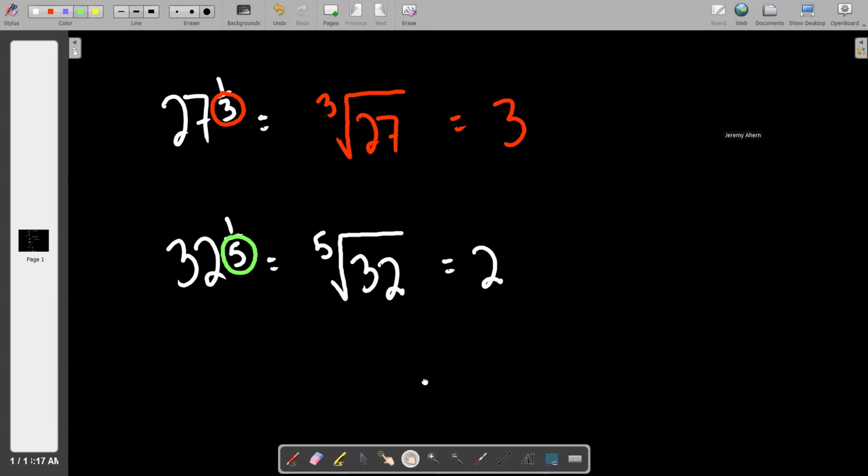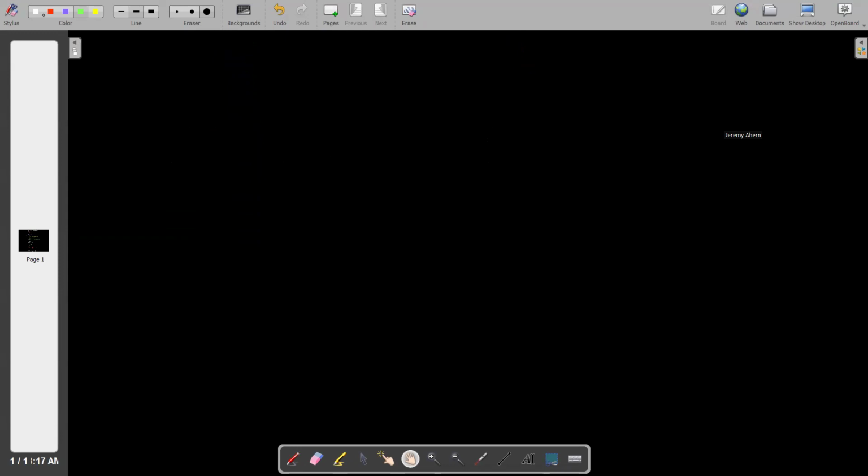Now I'm going to put another math problem up here and I'm going to see if you can crack my code. Are you ready? All right. 64 to the 3/2 equals 512. This is the target objective.